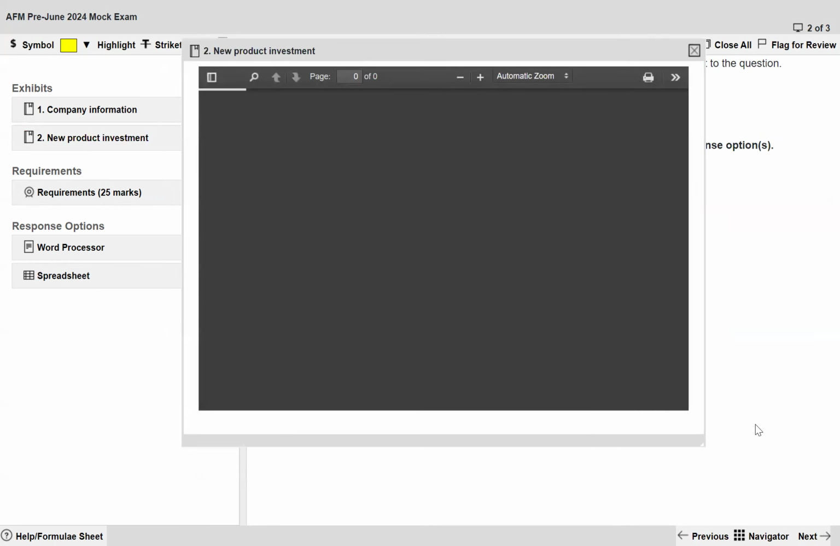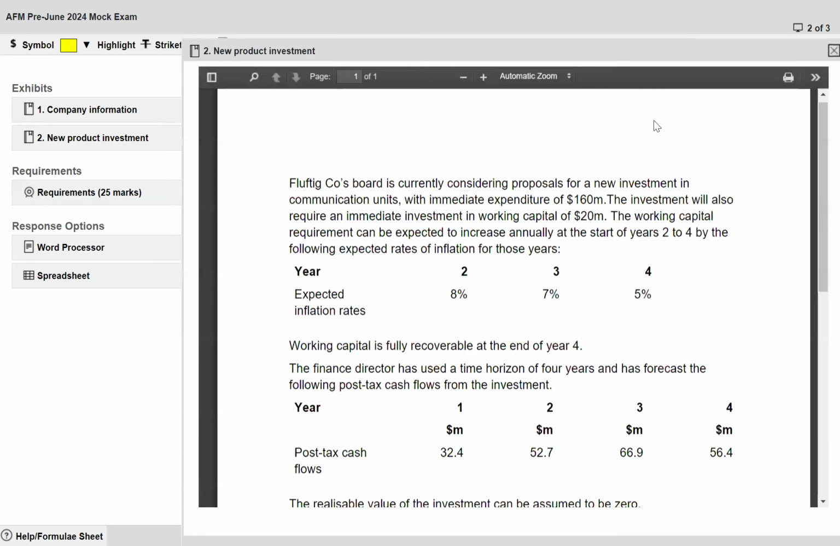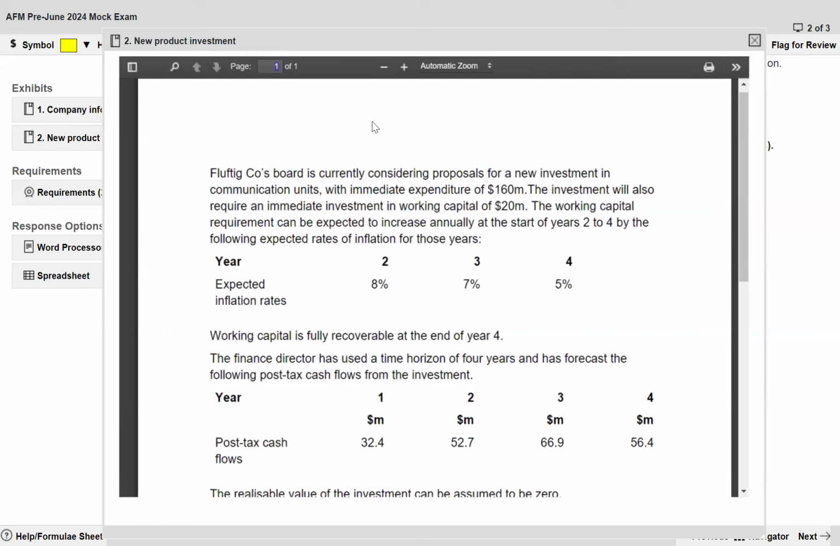So if you look at the new product that we are going to be producing, now the board is currently considering proposals for a new investment in communications units with immediate expenditure of 160 million. The investment will also require immediate investment in working capital of 20 million. The working capital requirement can be expected to increase annually at the start of year 2 to 4 by the following expected rates of inflation.